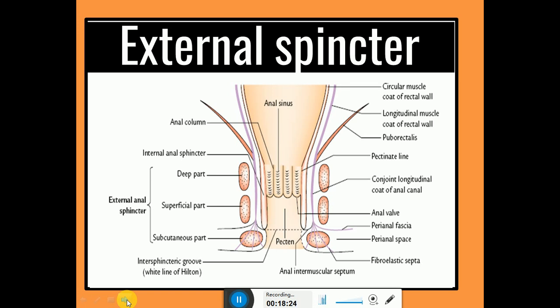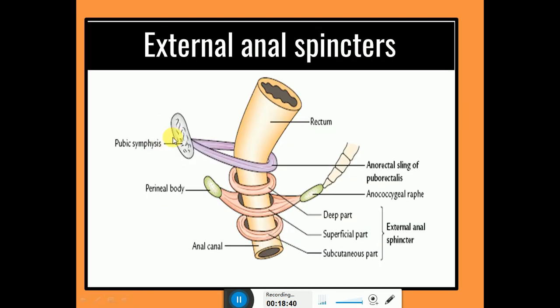Now, the external anal sphincter: this is the deep part, which surrounds the internal sphincter. Also, one more diagram I would like to show you. This is the interior portion. This is the pubic symphysis, this is the sacrum, and this one is the coccyx. This is the rectum, and here we have the anal canal. This is the subcutaneous part, this is the superficial part, and this is the deep part.